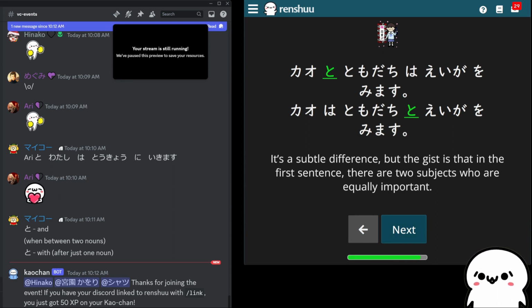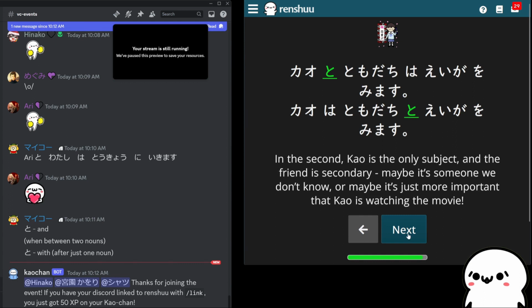Now, this isn't importance in the sense of, they're both teachers, so they're both equally important in terms of social levels, compared to, say, a teacher and a student, or a boss and an employee, or a parent and a child. It's not that kind of importance. It's just importance in terms of what you're talking about. And I'll give you a bit more information about that.